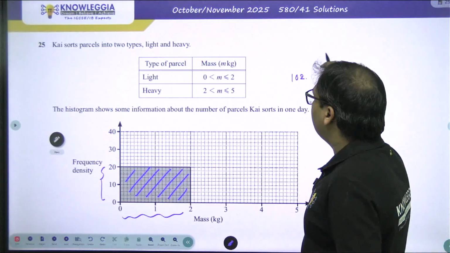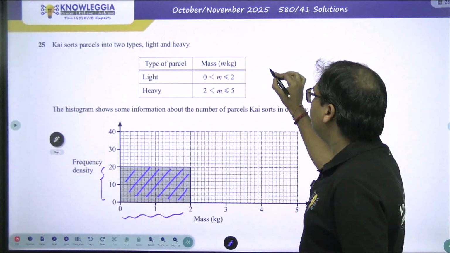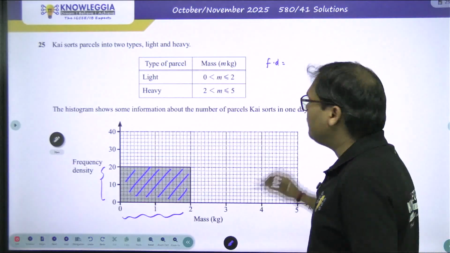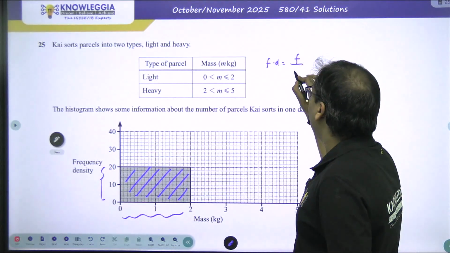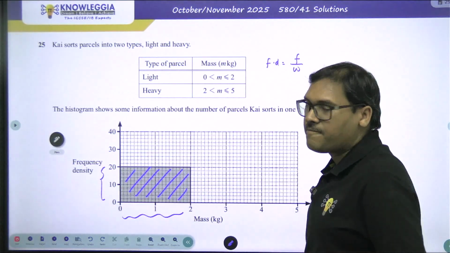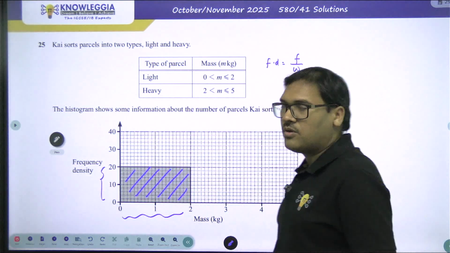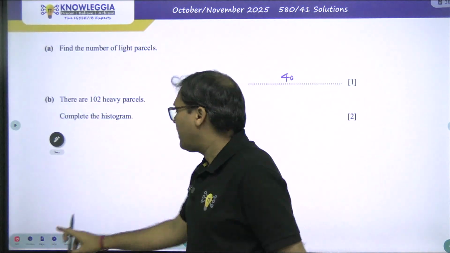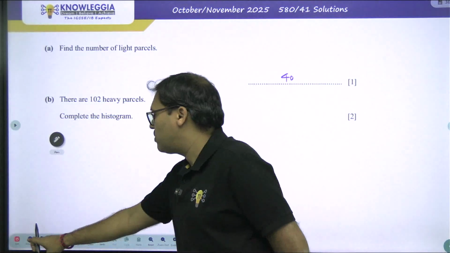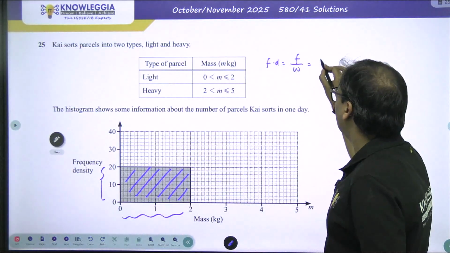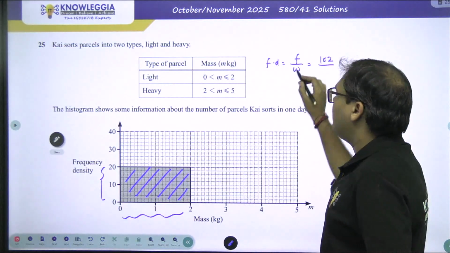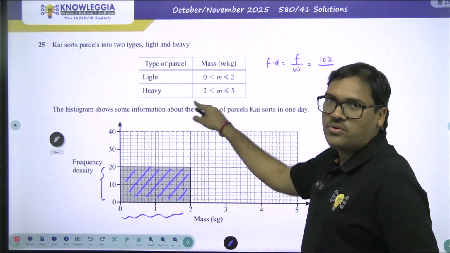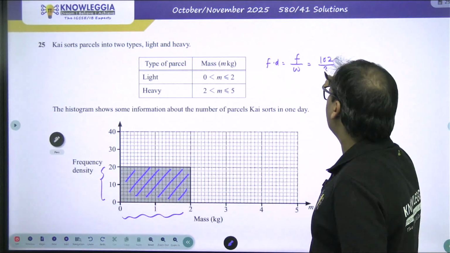Now you can clearly see this, in this histogram, what is the frequency density? If you write the frequency density, this is frequency upon the class width. So this part is already done. Now what is for this second part, that is for heavy? How many parcels are there? 102. So the frequency is 102. And what is the class width? Class width, you can see this is equal to 3.